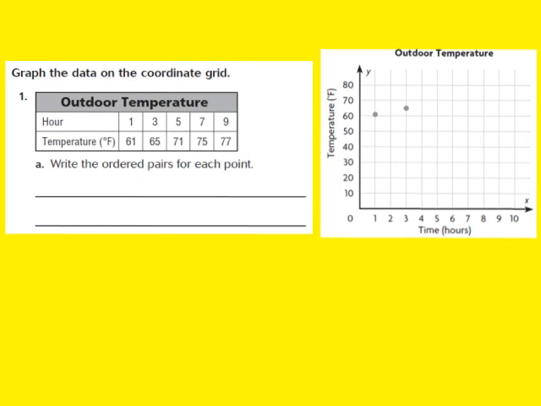Now, when I look at the data in my table, called outdoor temperature, what I notice is I see that my data are measured in two ways. They're measured in time, by hours, and it's also measured in temperature in degrees Fahrenheit.